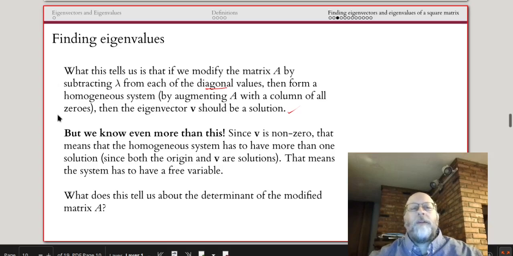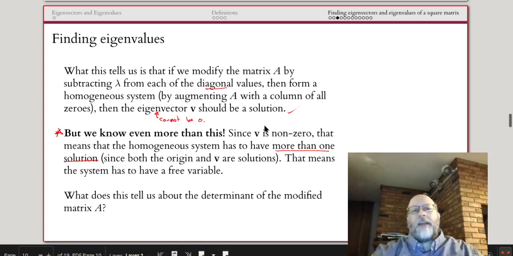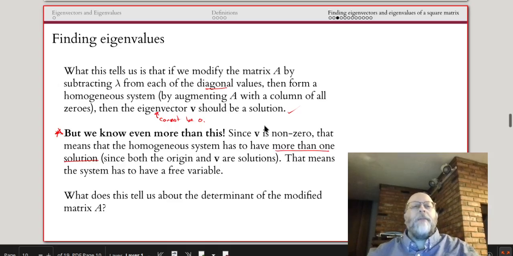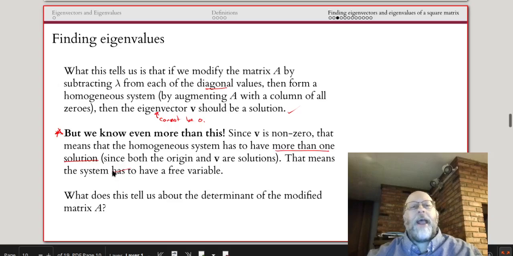But we know even more than this, and this is where the shortcut comes in. Because the vector is non-zero, because we are requiring that eigenvectors cannot be zero, the homogeneous system has to have more than one solution. The homogeneous system always has 0 as a solution, and it also has this eigenvector as a solution. That means the system will have a free variable. It has to have a free variable in order to have a non-zero solution to the homogeneous system.